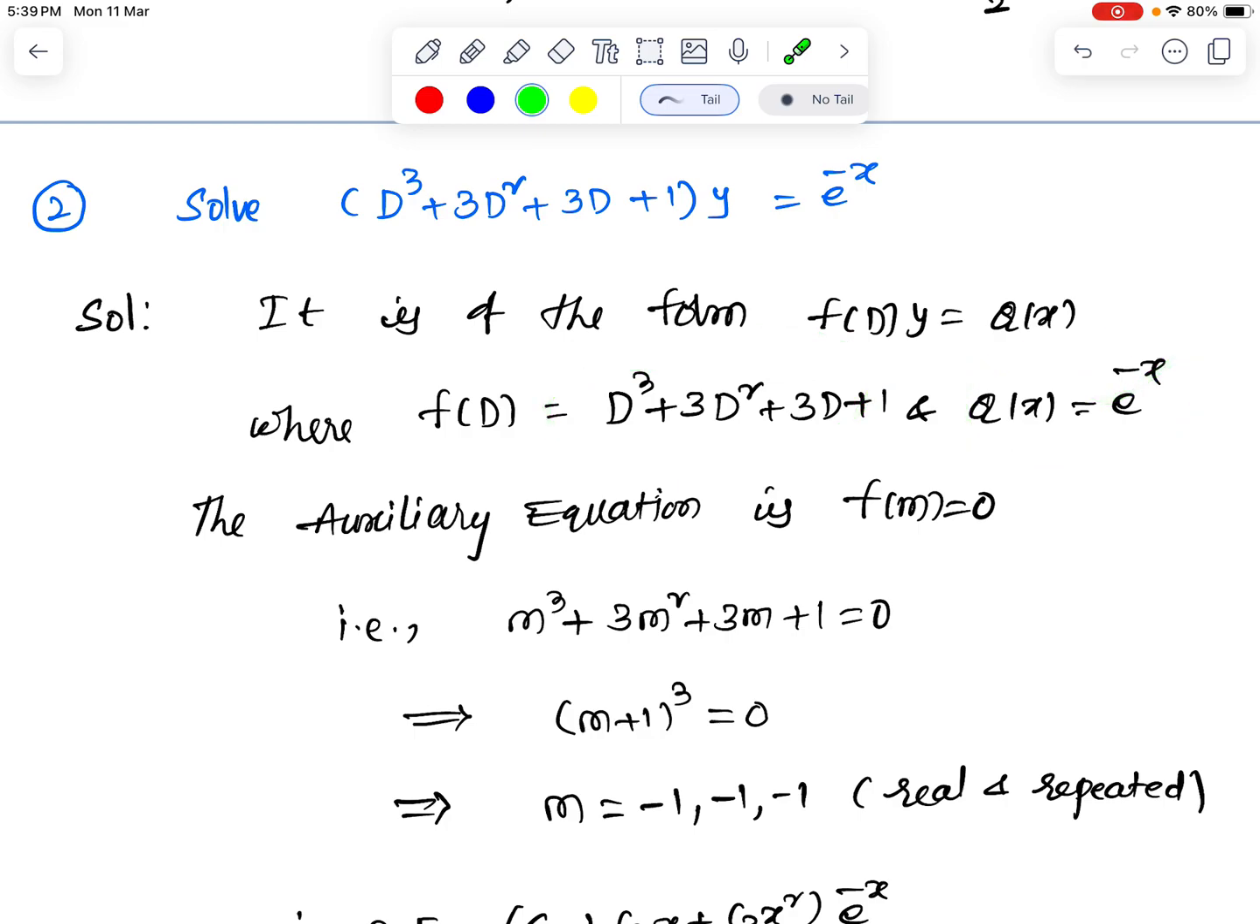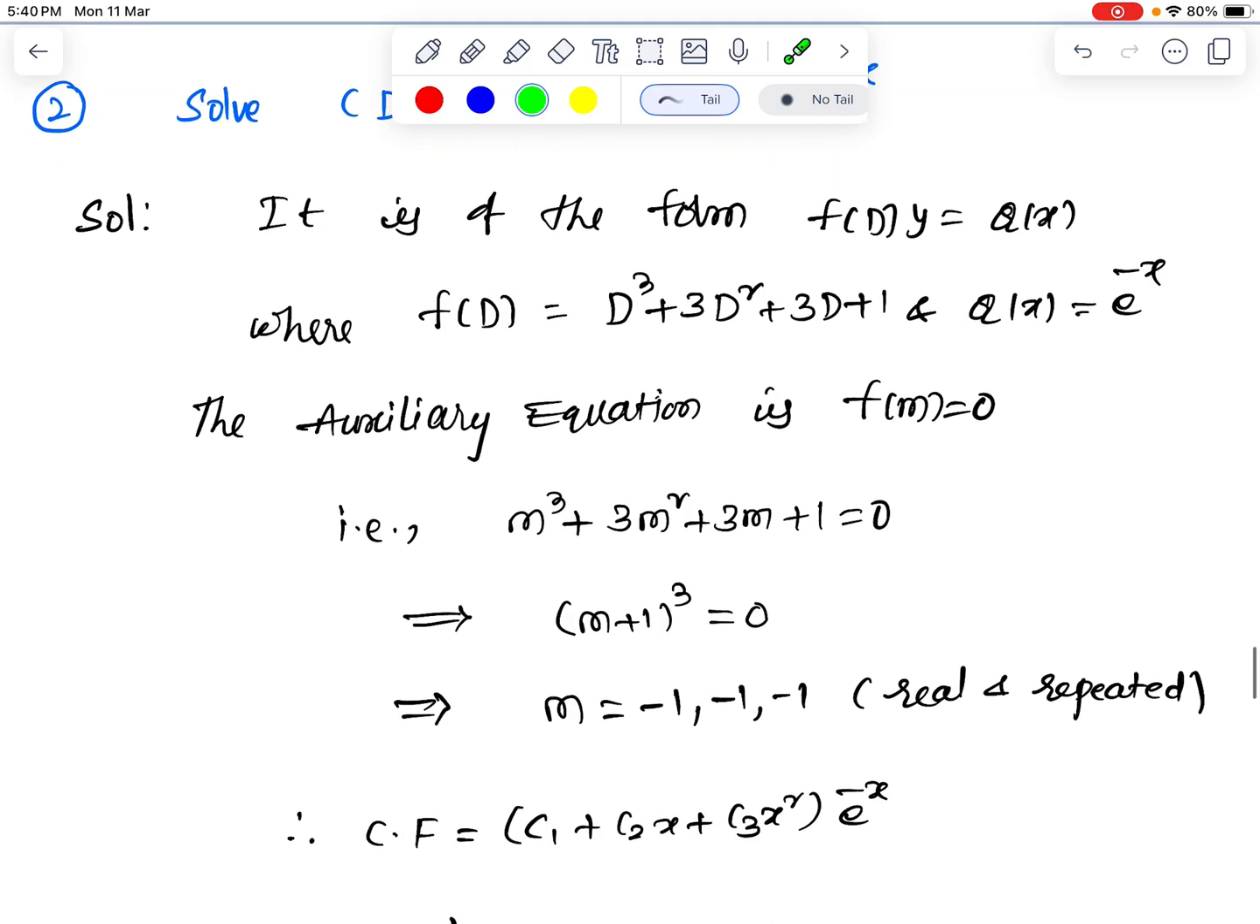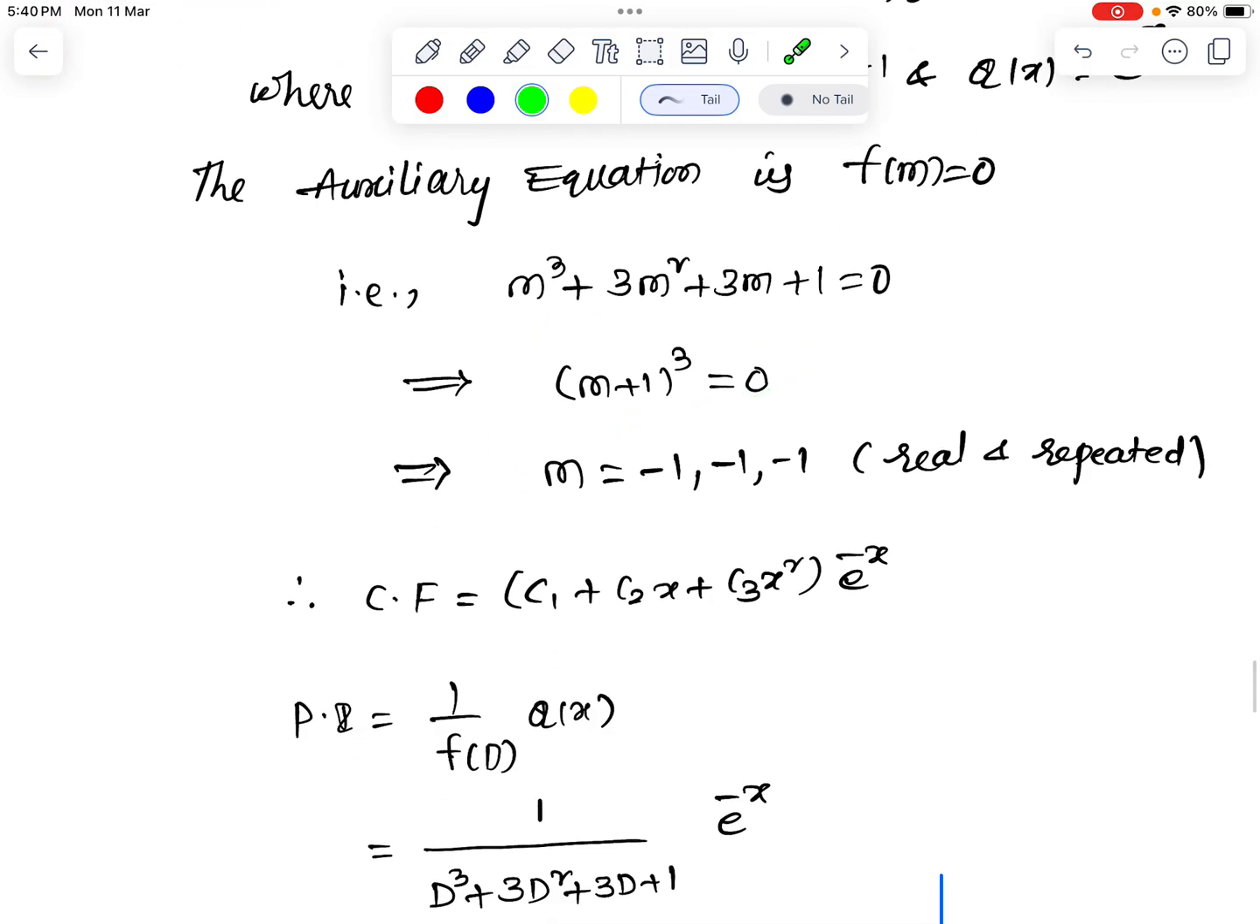After that, the auxiliary equation f of m is equal to 0. Replace d by m. Here m cube plus 3m square plus 3m plus 1 is equal to 0. It is of the form (a plus b) whole cube formula. So m plus 1 whole cube, which means m is equal to minus 1, minus 1, minus 1. Here we get three minus 1s.